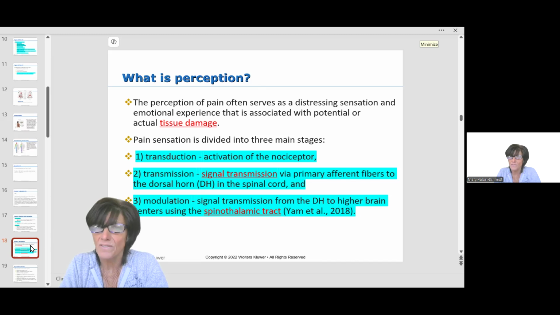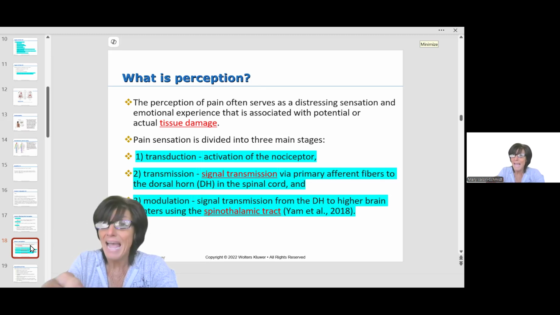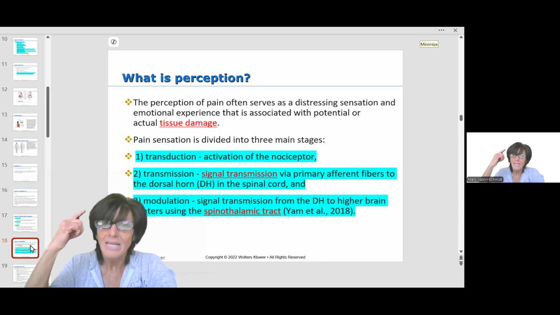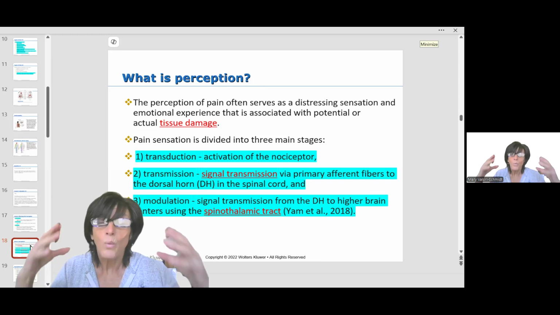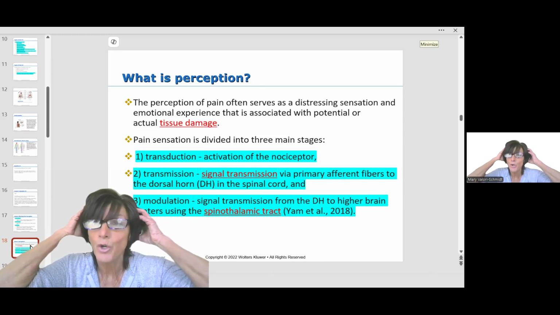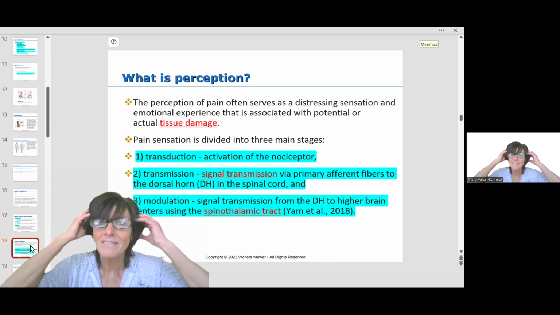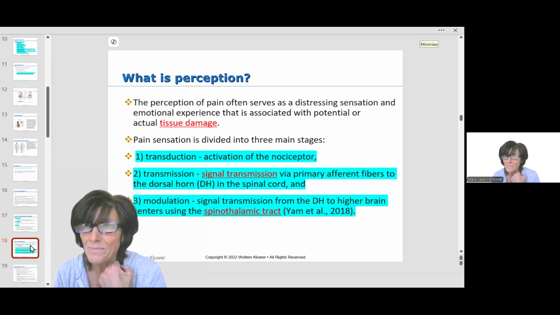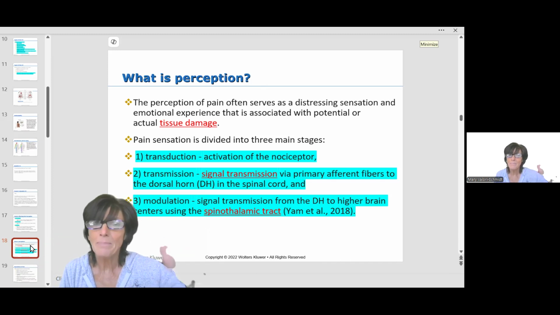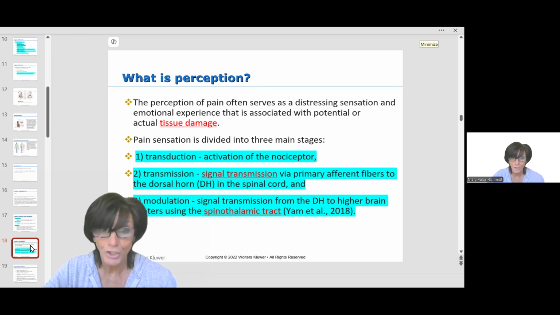Oh, ow, that hurts. So when I cut my arm, transduction occurs, and then the signal from that cut gets transmitted through those afferent nerve fibers up the spinal cord to the brain. Okay. And then modulation occurs where it goes to the higher brain and it gets interpreted. So now my brain's going, my arm hurts. Okay. Know the 3 steps: transduction, transmission, modulation.